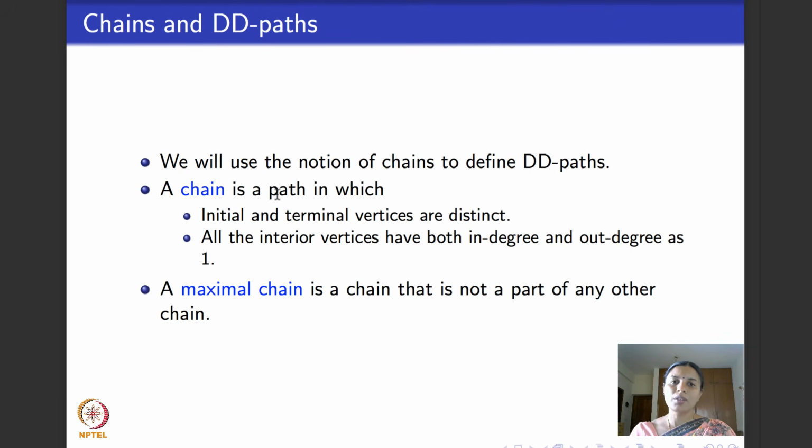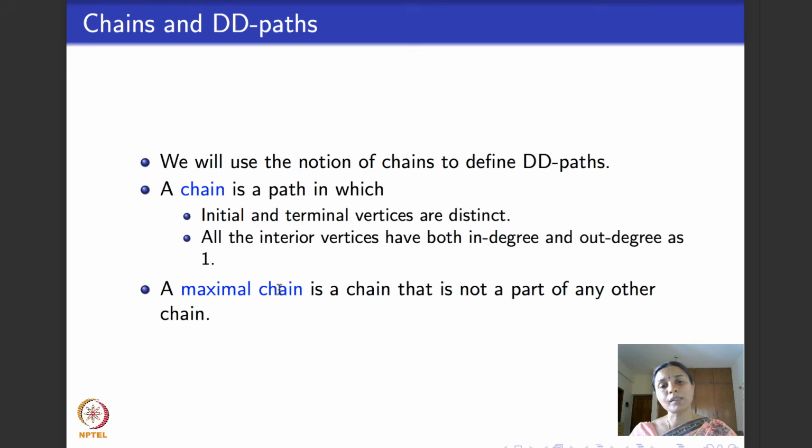A chain is a path which satisfies the following two conditions. The initial vertex and the terminal vertex of this path are distinct, which means it's not a loop, it's not a cycle. And then all the interior vertices. What are interior vertices? Interior vertices are those that are not the initial vertex and not the final vertex. Everything else that comes in between. All the interior vertices have both in degree and out degree as 1. So if you try to visualize how this chain will look, it will look like one long path in the graph from a unique initial vertex to a unique final vertex.